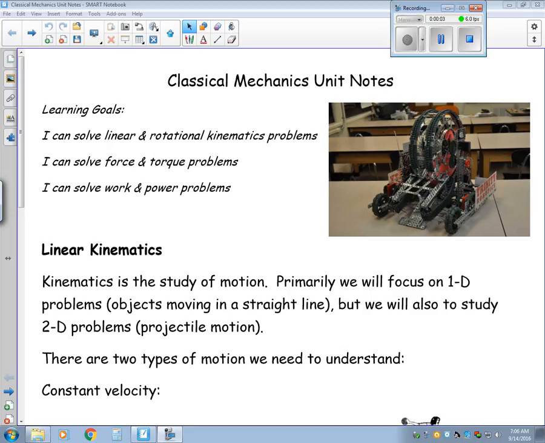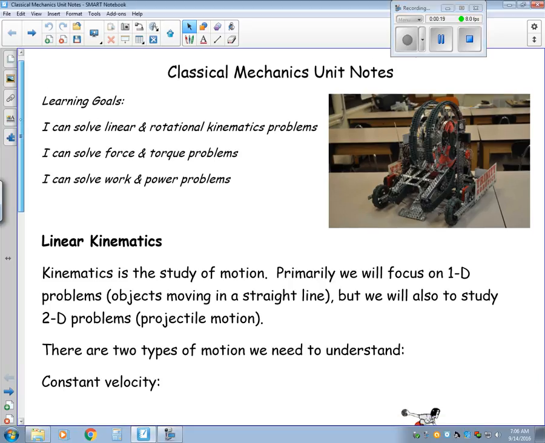This is video one for classical mechanics. So we have three learning goals for this unit. I want you to be able to solve linear and rotational kinematics problems. I want you to be able to solve force and torque problems. And then finally, I want you to be able to solve work and power problems.